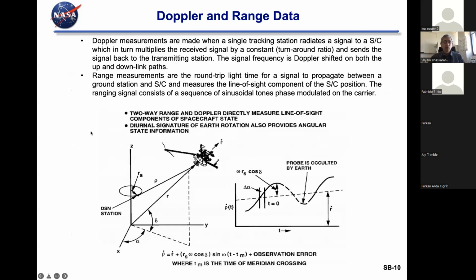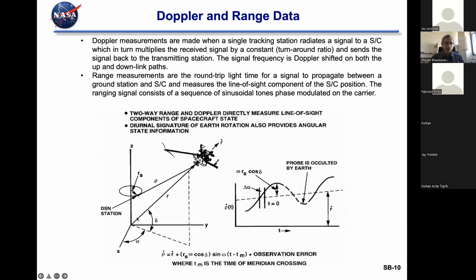So, here's a little more detail about a Doppler measurement. Doppler measurements are made when a single tracking station sends a signal out to the spacecraft. The signal is received by the spacecraft, and then it turns around and sends it back down. Because of the velocity of the spacecraft, that signal is frequency shifted, and we can measure that frequency shift, and that tells us the velocity. As I already explained, the range measurement just measures the round trip light time for a signal to get to the spacecraft and back down to the Earth.